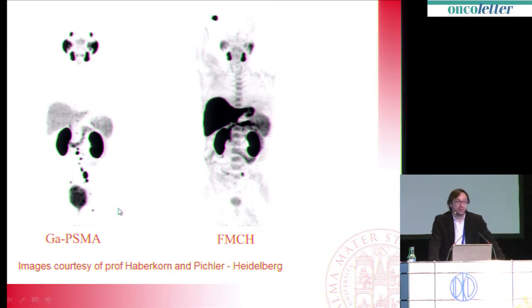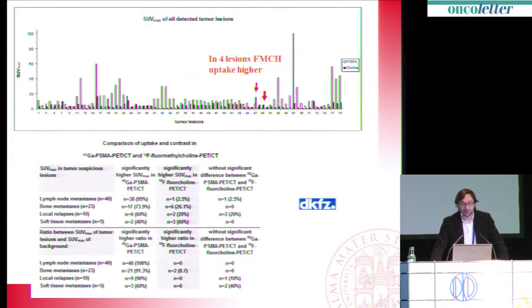And indeed, at the last European Congress, we had a full session dedicated to that. It's probably the most rapidly growing new tracer in the area of cancer imaging. That's the original data from Heidelberg, in which in the large majority of cases, in about 70 lesions, there was better visualization with gallium as compared to F-choline.